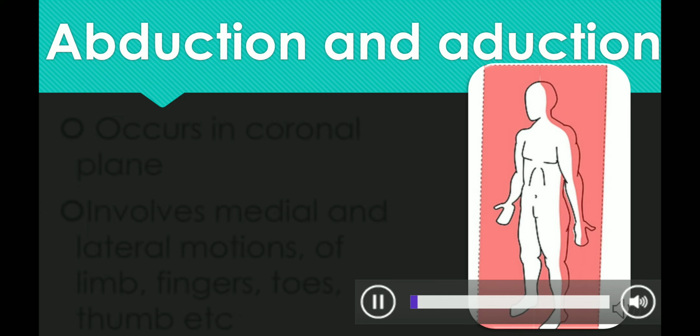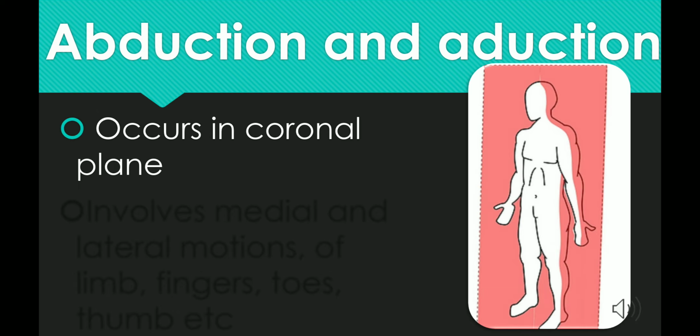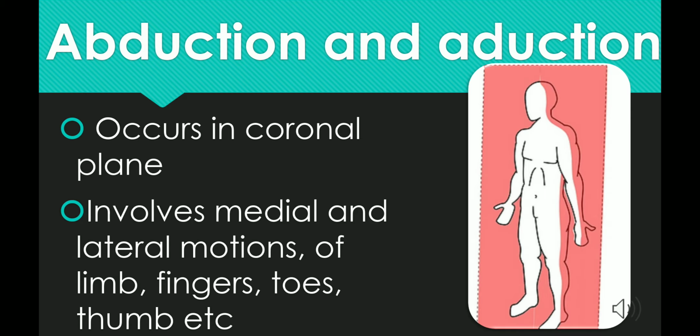So the first topic here is abduction and adduction. It is a movement that takes place in the coronal plane. We have already discussed what a coronal plane is. A coronal plane is a plane that divides the body into an anterior and posterior half. It is also called the frontal plane. So abduction and adduction are movements that take place in this plane.